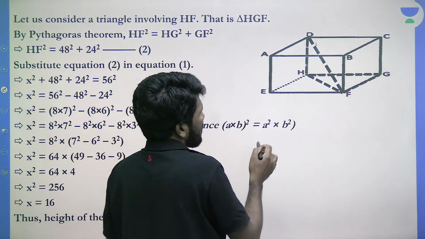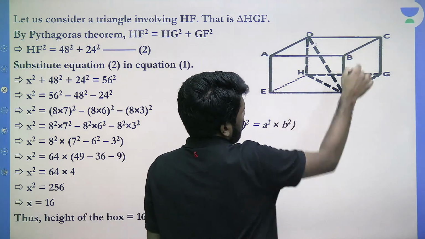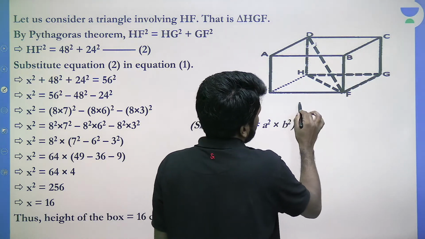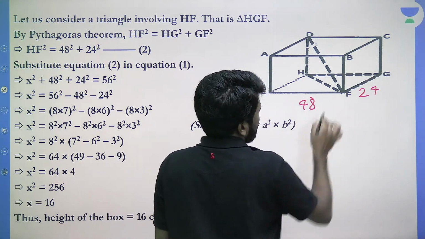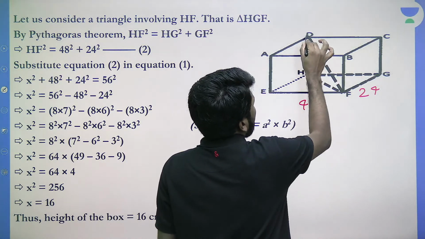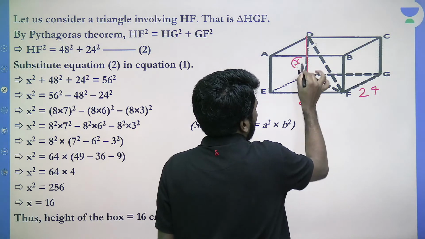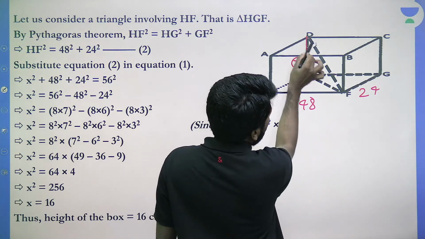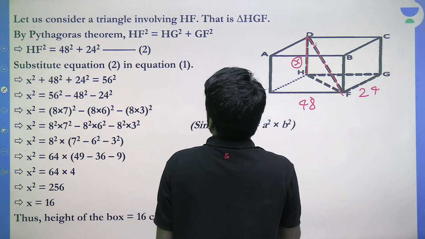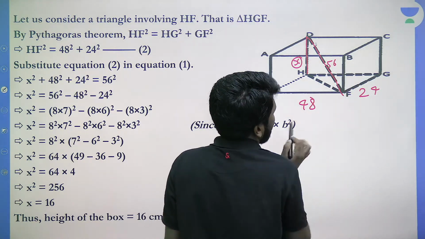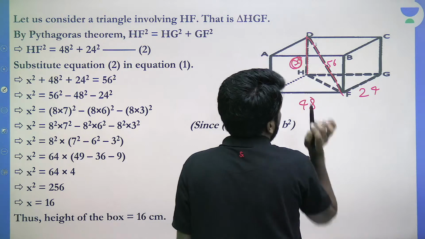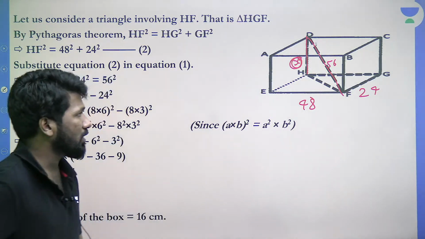Look at this picture. If I call this the box, the box's base is 24 by 48. We need to find its height. That means this DH length is our required unknown x. This DF length is given to us. What is it? 56. 56 is given. So we need to find the value of x. Did you all understand what we need to find?